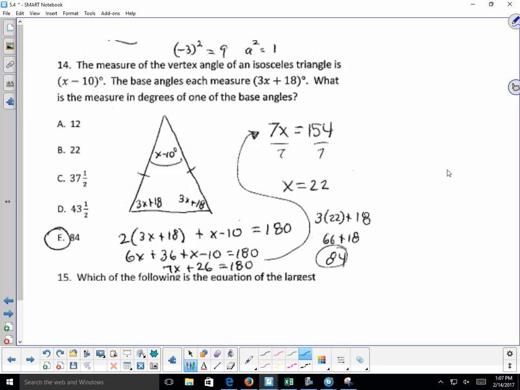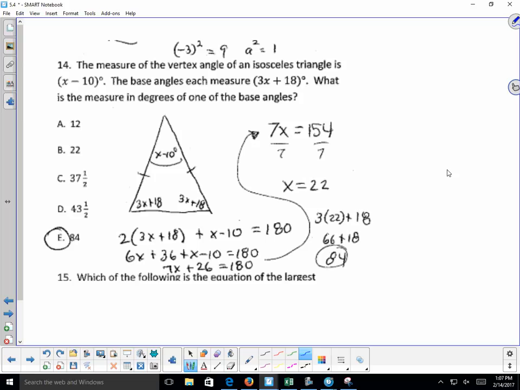Well, I drew myself a picture. I'm a very visual learner. I wanted to see this picture. So I drew an isosceles triangle. I made the vertex angle x minus 10. I drew in 3x plus 18 for the measure of each of the base angles. And then I added those up.